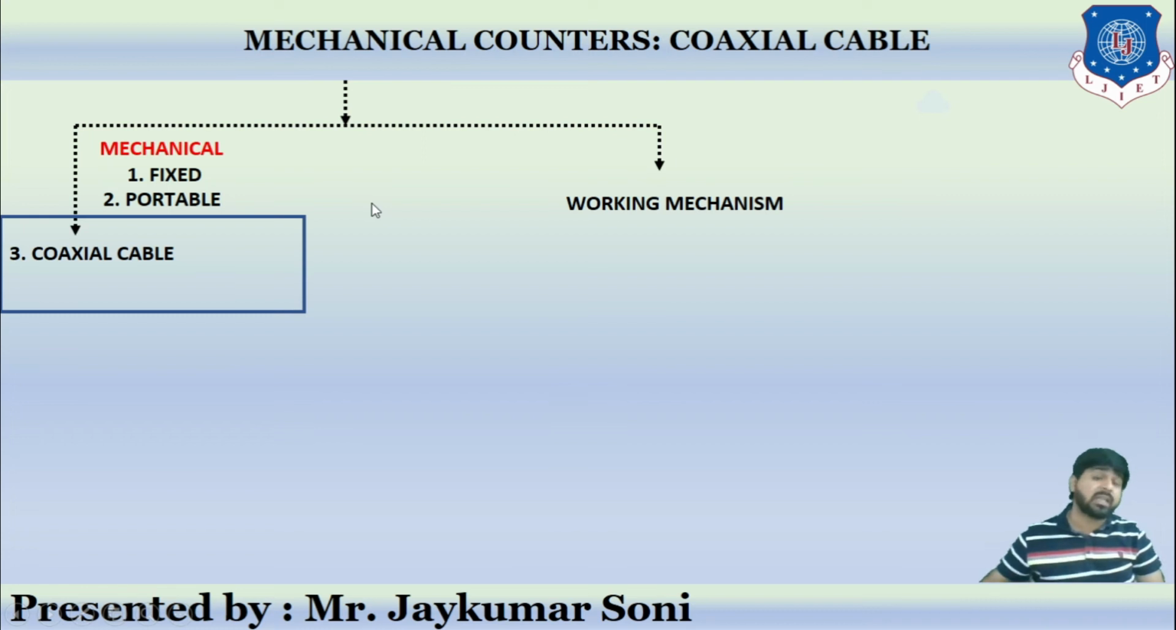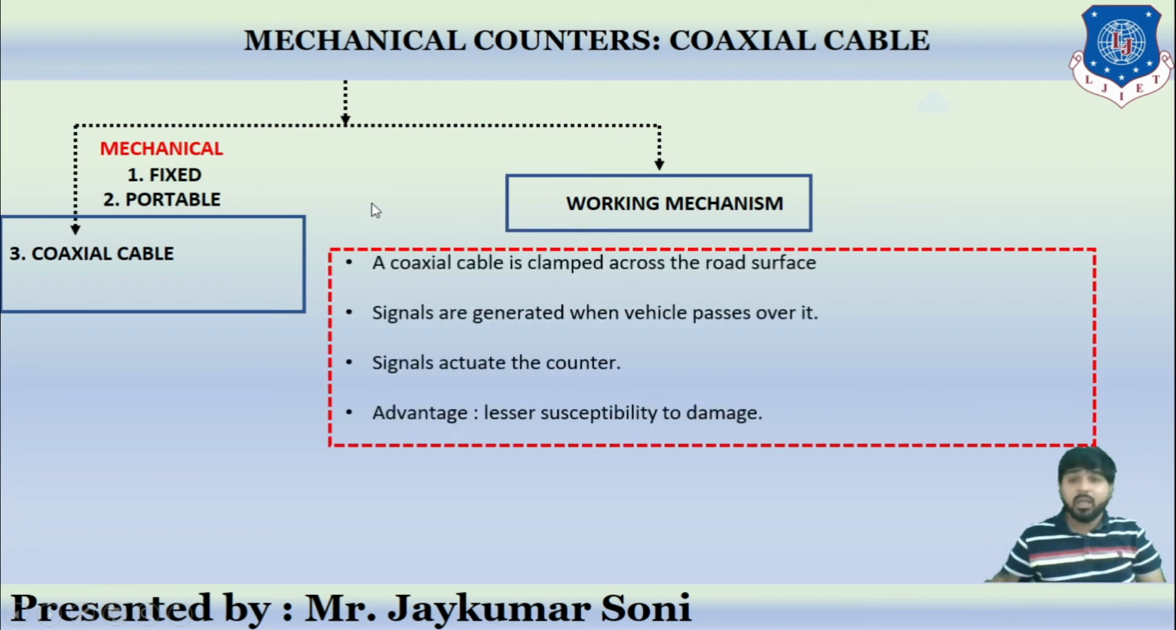Third is the coaxial cable. A coaxial cable works more or less like the pneumatic tube itself, though it is a bit different. It is clamped along the road surface, and signals are generated when vehicles pass over the cable. They are less susceptible to damage because these cables are of higher durability compared to the pneumatic tube.